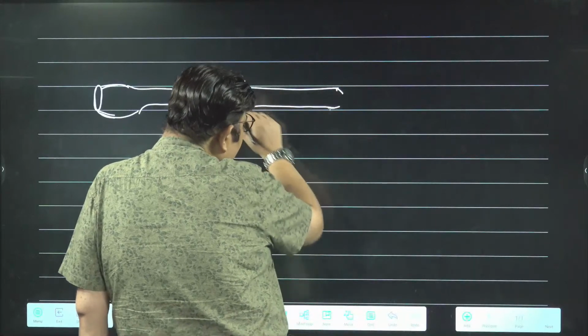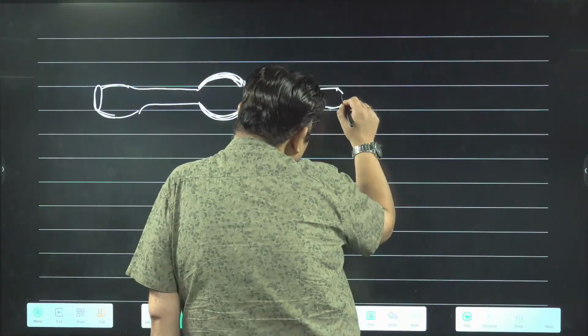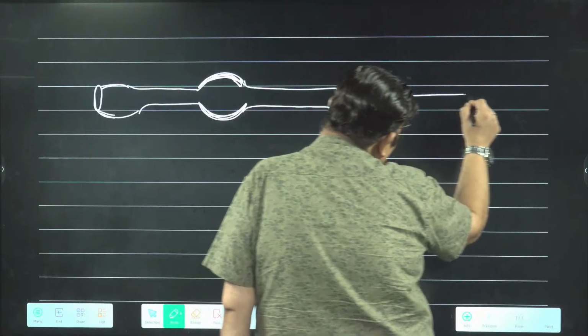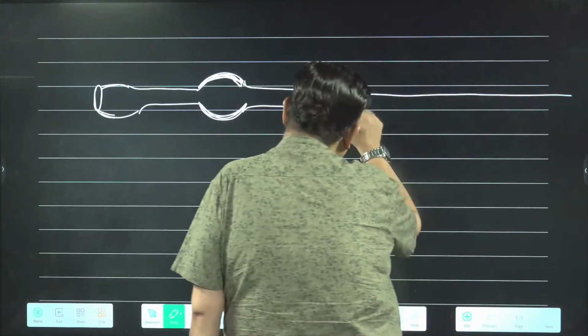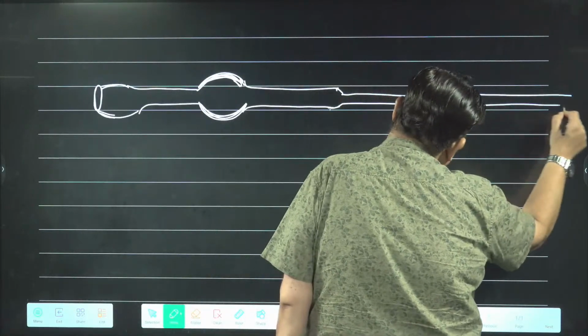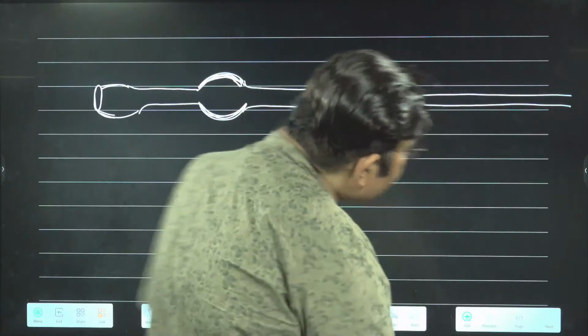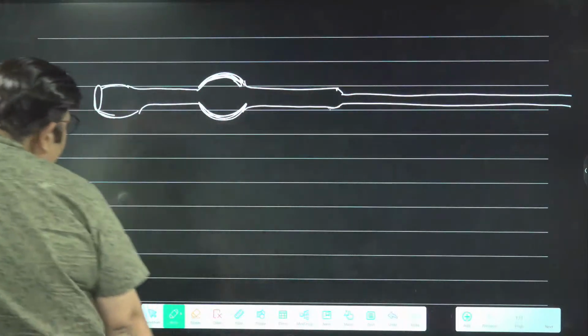Okay, so this is a stomach, and after the stomach, this one is the intestine. I'll just check your answer first, okay? Gizzard is present in the birds, and also the crop is present in the birds.